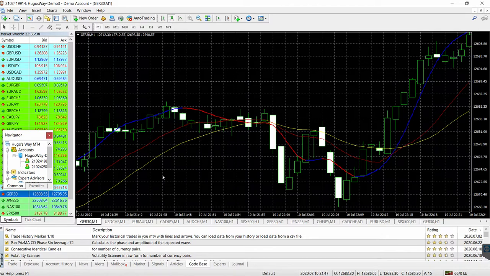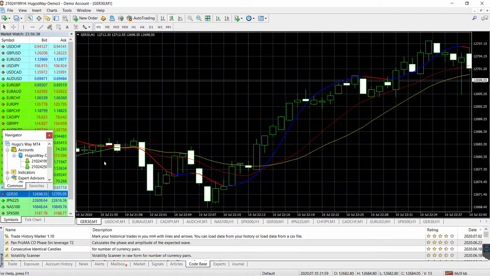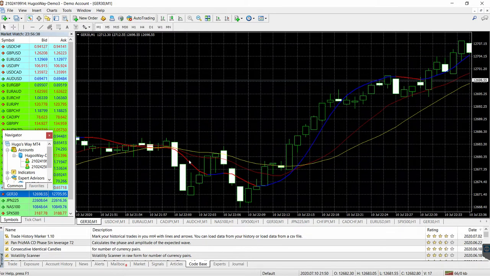Now, what we like to do is we like to have confirmation. How you get the confirmation is, say in this instance right here, where it went from red to blue, you know you're going to be looking for a buy. Confirmation is going to be when these two moving average lines cross. So when they cross, then you know that's confirmation that you can enter your buy.